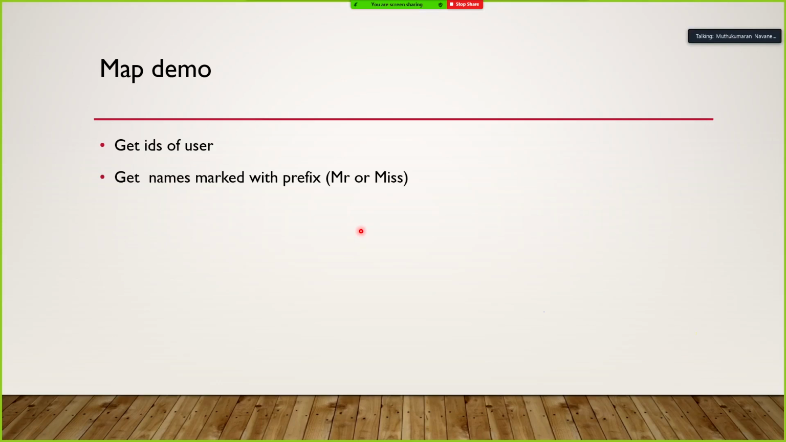The get names are marked with prefix Mr. on my. What is this?